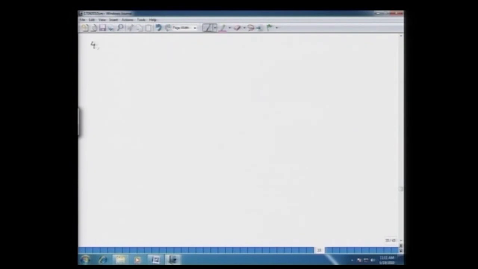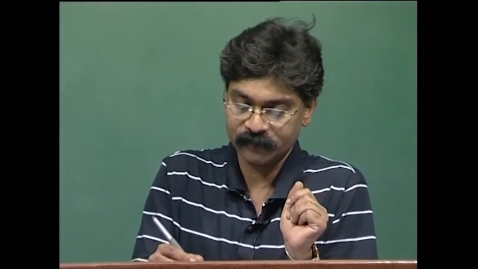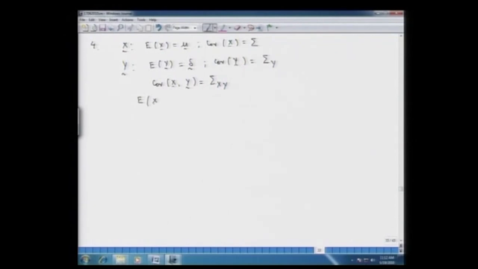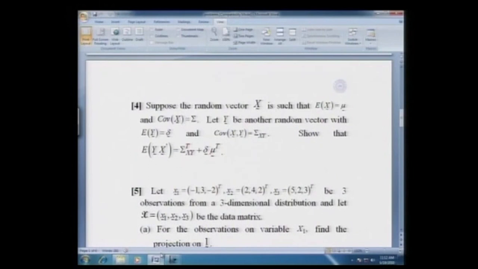So what we have is the following: expectation of x vector is equal to mu vector, and the covariance matrix of x vector is sigma matrix. This is for the random vector x. For the random vector y, expectation of y is equal to delta, and the covariance matrix of y is given by sigma y. The covariance between x and y is denoted by sigma xy. Under these given conditions, we are trying to establish the relationship of expectation of y x transpose and the given quantities. So we are trying to get an expression for expectation of y x transpose. That was the problem.